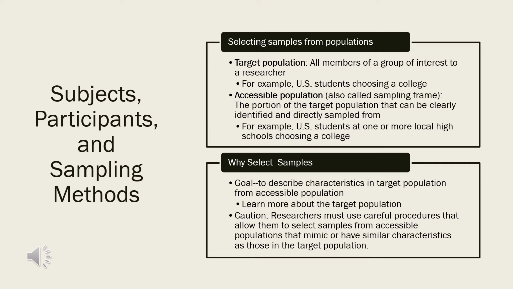So we want to look at different characteristics. Maybe we're looking for a target population or an accessible population of students that want to attend a university, or students that want to attend a local community college or a private institution. So we would decide first what type of college we're looking at, and then decide what our target population is. An accessible population would be from there.